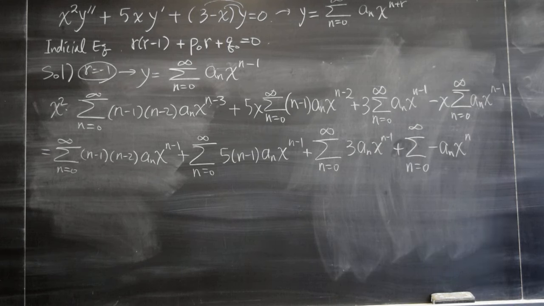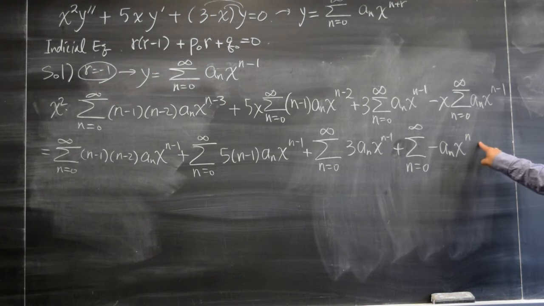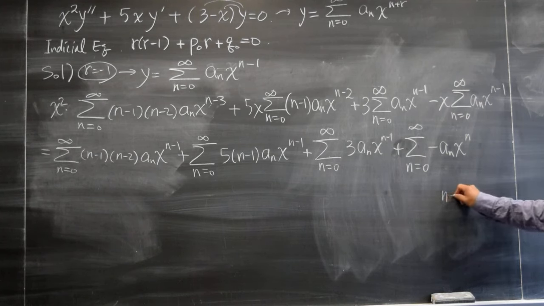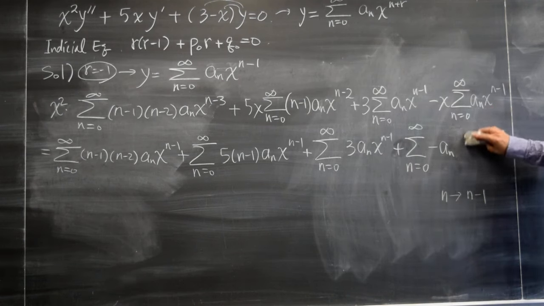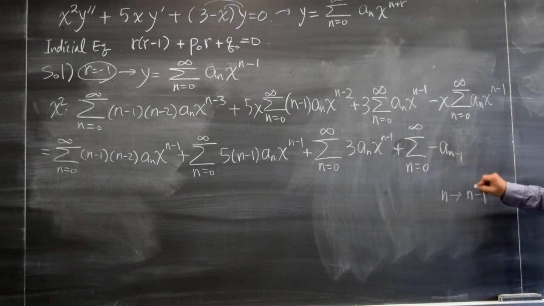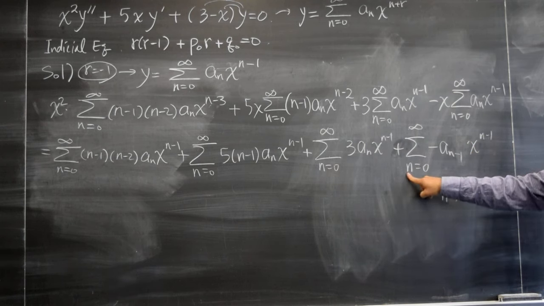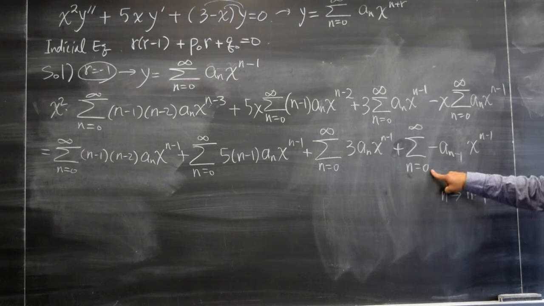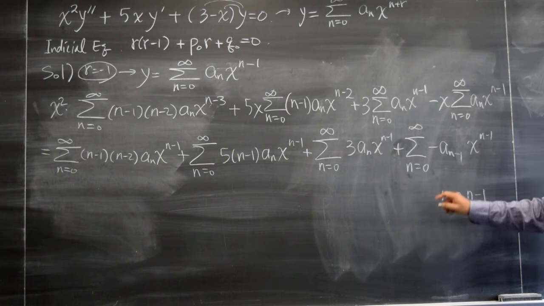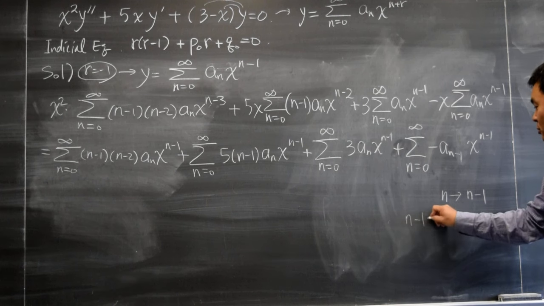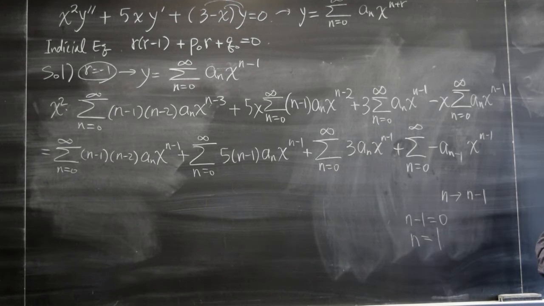All right, now which one needs shifting? The last one. What should I replace n by? N should be replaced by n minus 1. And since I'm lazy, I'm just going to rewrite this one. So n should be replaced by n minus 1, even in this one. n minus 1 is equal to 0. If you solve that for n, you get n equals 1, right? So you replace this by n equals 1. Doing all that finishes the shifting.